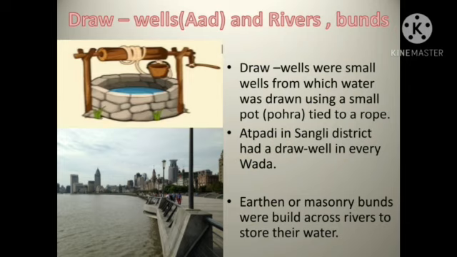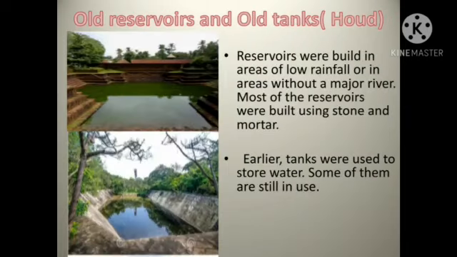Earthen or masonry bunds were built across rivers to store their water. Old reservoirs and old tanks, that is haud. Reservoirs were built in areas of low rainfall or in areas without a major river. Most of the reservoirs were built using stone and mortar. Earlier tanks were used to store water. Some of them are still in use.